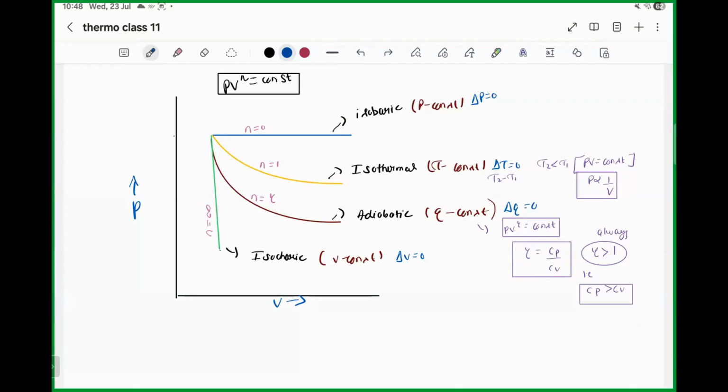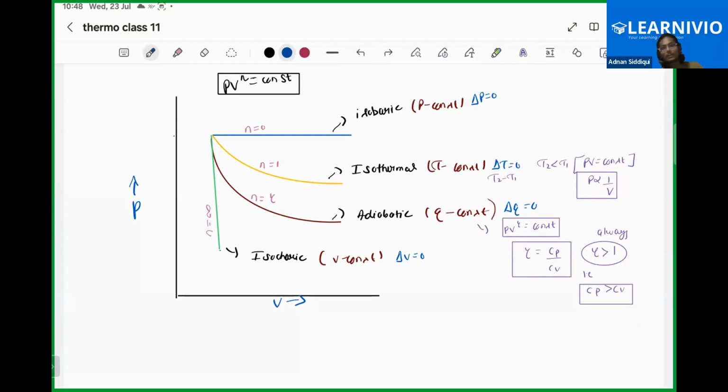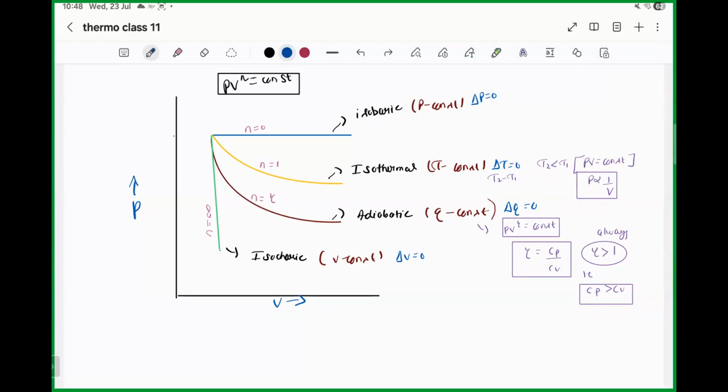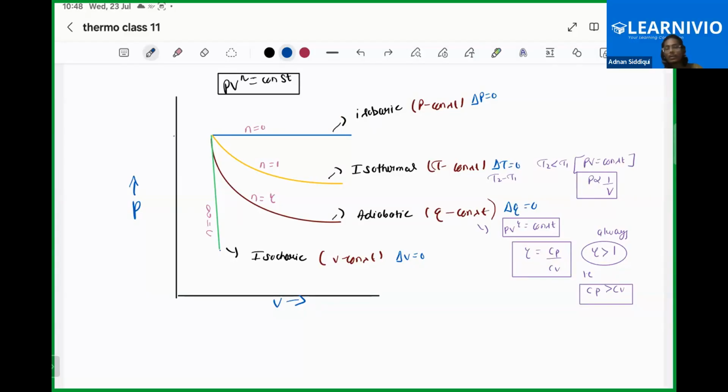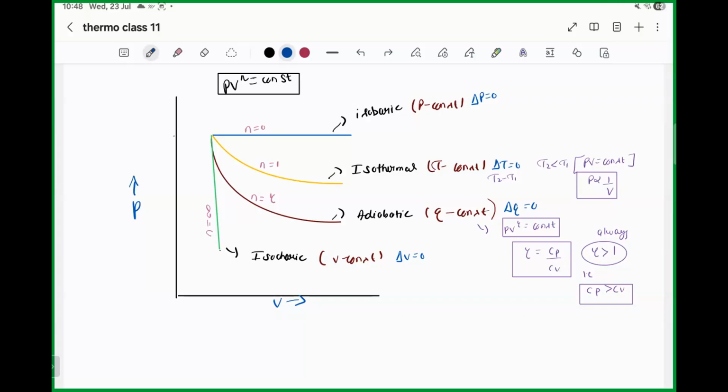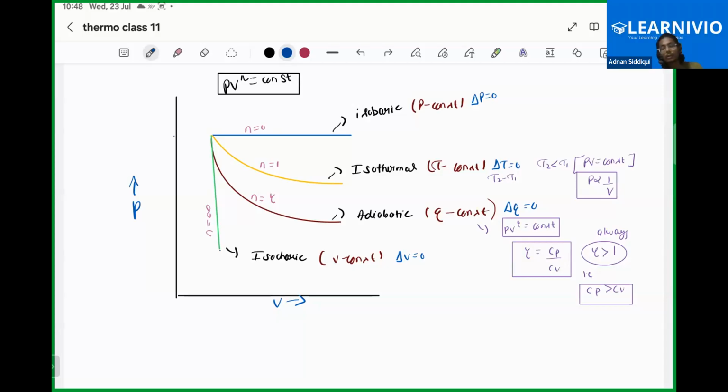Suppose you have a 5 liter container and you have a 10-liter container and you are heating both the containers to, let us say, 50 degrees Celsius, right? In which container will the pressure be more? The one with the lesser volume, or the one with the higher volume?